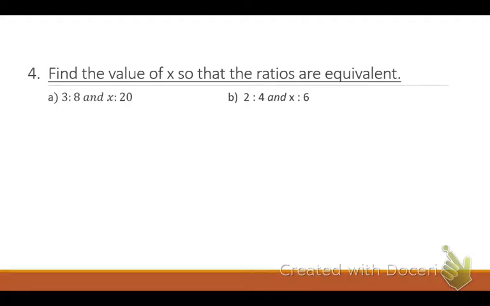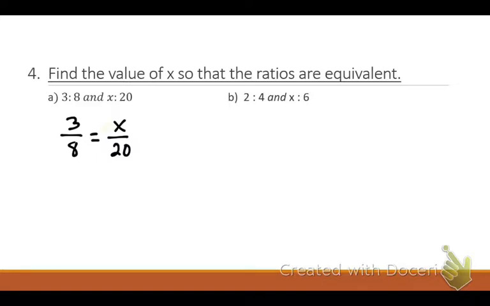Find the value of x so that the ratios are equivalent. 3 to 8, how would I write that as a fraction? 3 over 8 equals x to 20 would be x over 20. Now, it doesn't tell us we have to use mental math or multiplication or cross products. Here's the deal. Multiplication, as long as the variable is in the numerator, it's going to work out, okay? That's the only one that you really got to be specific. Sometimes the mental math can be hard to find a missing link, all right? But I want you guys to try to find this answer on your own.